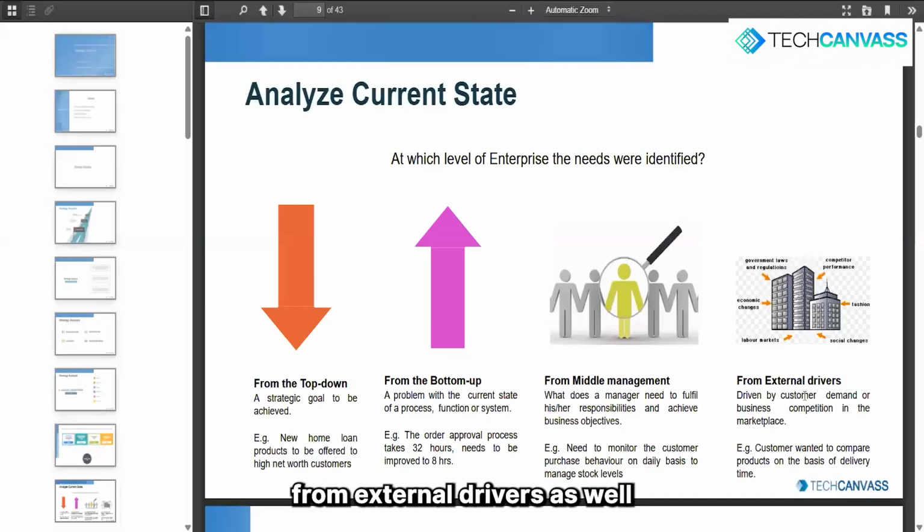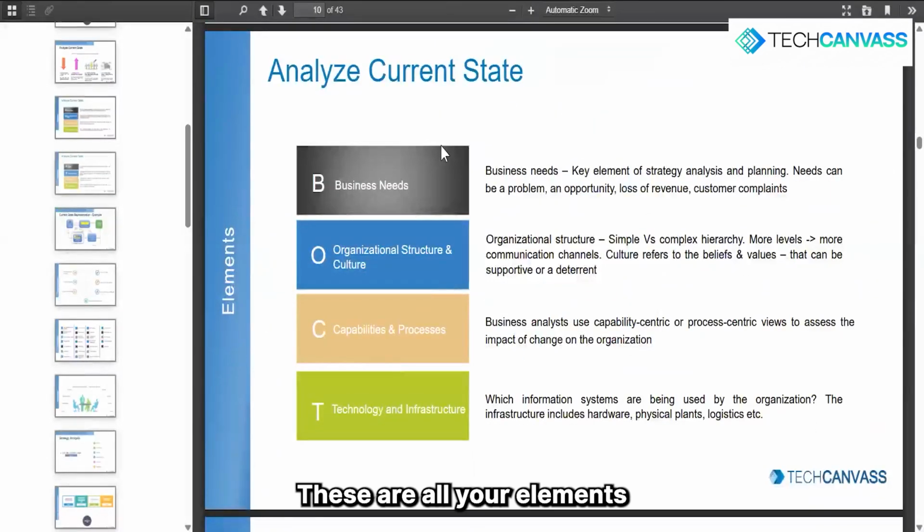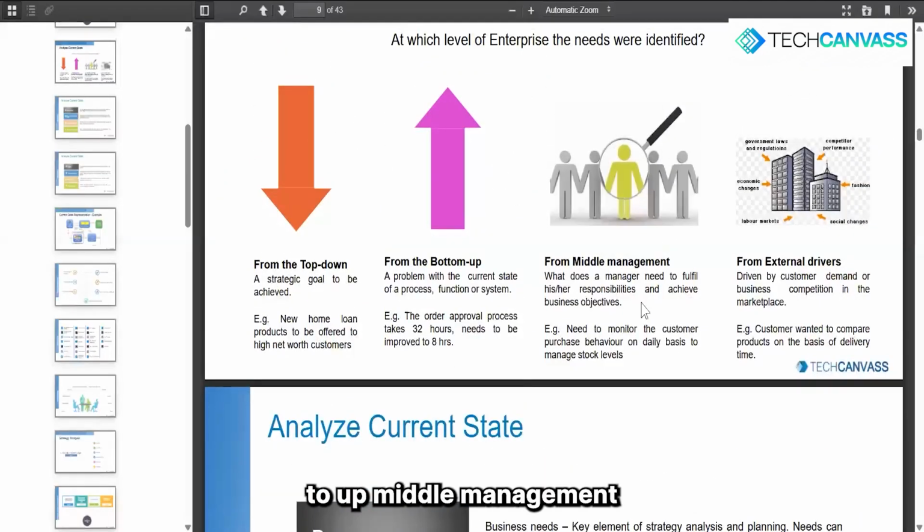And then it can be from external drivers as well. External drivers include your competition and your government. It can be regulations laid by your government. Any kind of audit is also part of external drivers that can initiate the need for a change, and that's how the project will start. So it's very important to understand where the need is coming from, and there may be a question around this. These are all your elements. You need to identify business needs, which can come from top to bottom, bottom to up, or middle management.